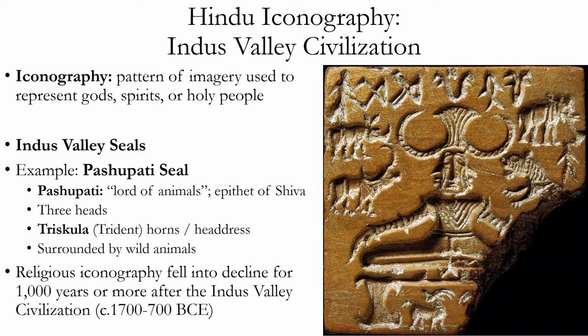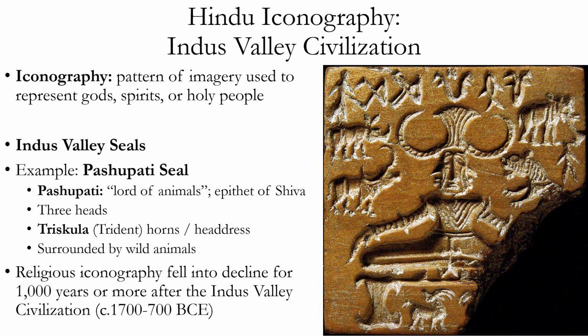An example of Indus Valley civilization iconography can be found on the Indus Valley seals. These are small stone seals that contain carvings that could be used to press into clay or another soft medium. A famous example is the so-called Pashupati seal. This seal is named after Pashupati, which is a name or epithet of Shiva, which means Lord of Animals. Shiva is often associated with wild animals, like the ones you can see depicted on this seal. There's a buffalo, for example, and what looks like a tiger.